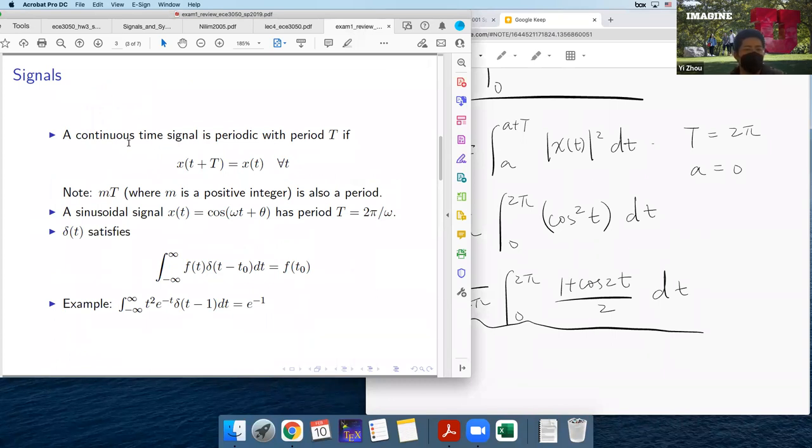And then we say a continuous time signal is periodic with period T if it satisfies this periodic condition. In particular, for cosine signals, cosine of omega t plus theta, the period is 2 pi divided by omega, because the signal can be understood as starting from cosine t and doing a time scaling with factor omega. So the period 2 pi is scaled by the factor omega.